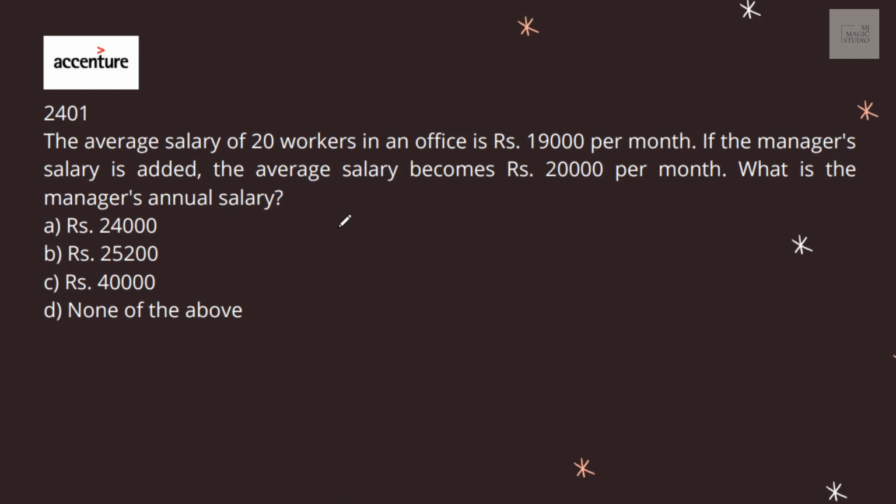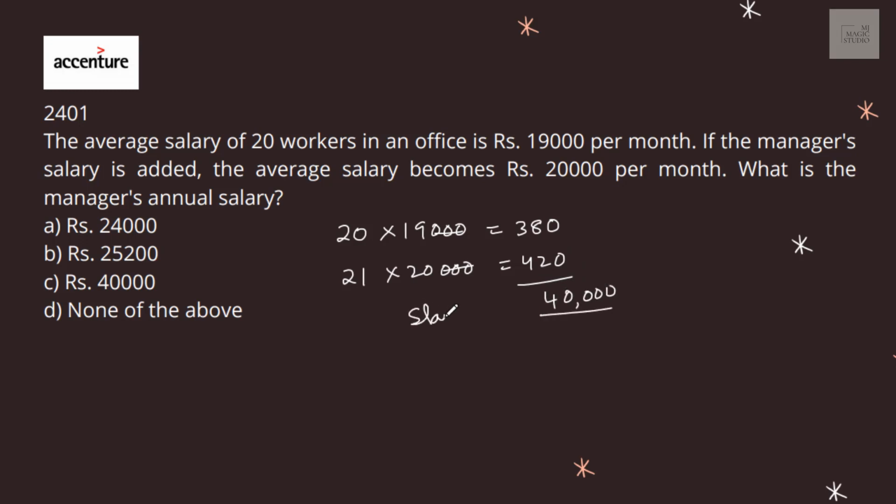The average salary of 20 workers in an office is 19,000 per month. So this is the salary of 20 workers. If the manager's salary is added, that means if 21 people come in, the average salary becomes 20,000. So if I multiply this, 19 into 20 is 380 and 20 into 21 is 420. The balance is 40. I have added three more 0s. So this is the salary of the manager, and this is per month salary.